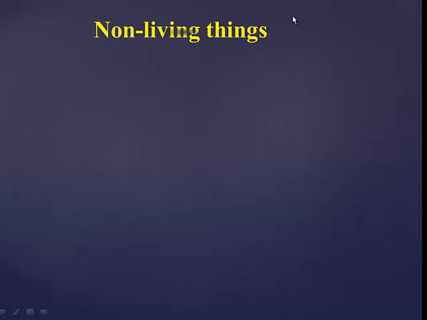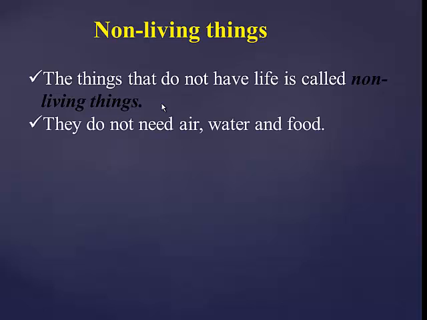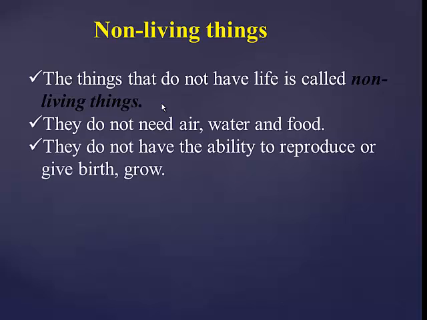Now I'm going to talk about non-living things, the other kind of things in our surroundings. The first one is living things and the second one is non-living things. So what is a non-living thing? The things that do not have life are called non-living things. They do not need air, water and food, they do not have the ability to reproduce or give birth, and they cannot grow. It's just the opposite of living things.